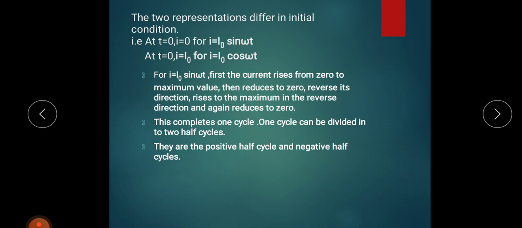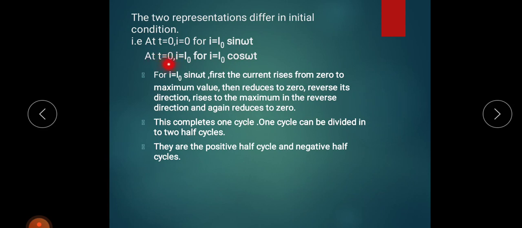We know the alternating current equation, the instantaneous value of current, is I is equal to I naught sin omega t, and we put the value t is equal to 0 in this equation. Substituting t equal to 0, sin 0 is equal to 0. So the instantaneous value of current, small i, becomes 0.